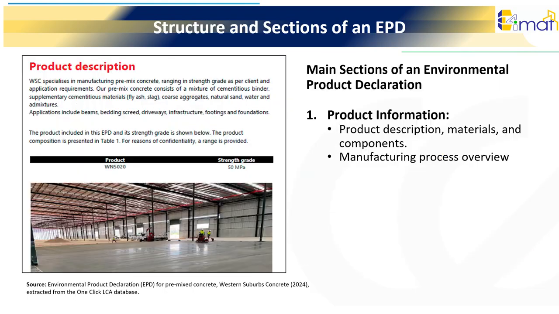On this slide, we examine the main sections typically found in an Environmental Product Declaration, EPD, using the Western Suburbs Concrete WN 5020 Premix Concrete document as an example. The first section is product information. This part provides a clear description of the product, its key materials and components, and an overview of the manufacturing process. It gives us essential context about what is being assessed and how it is produced.